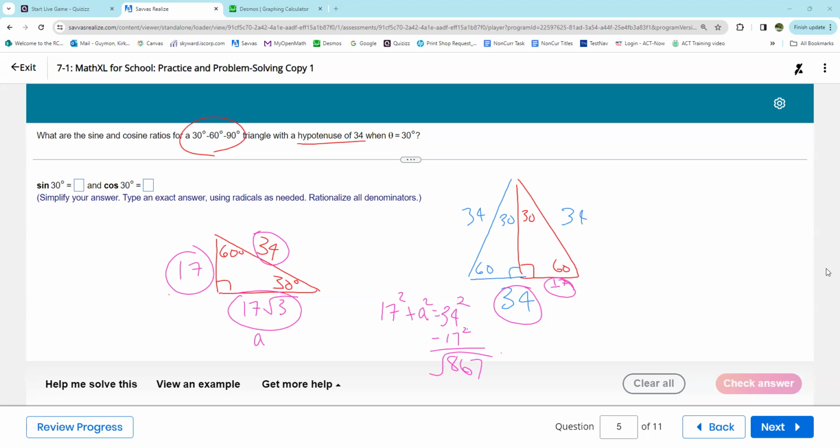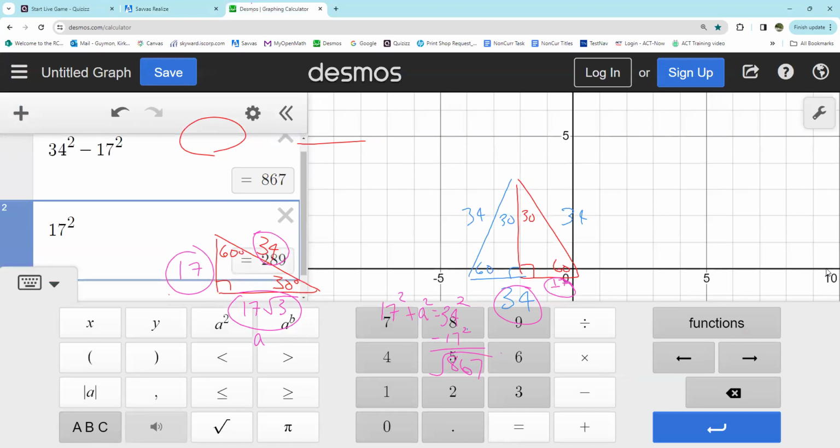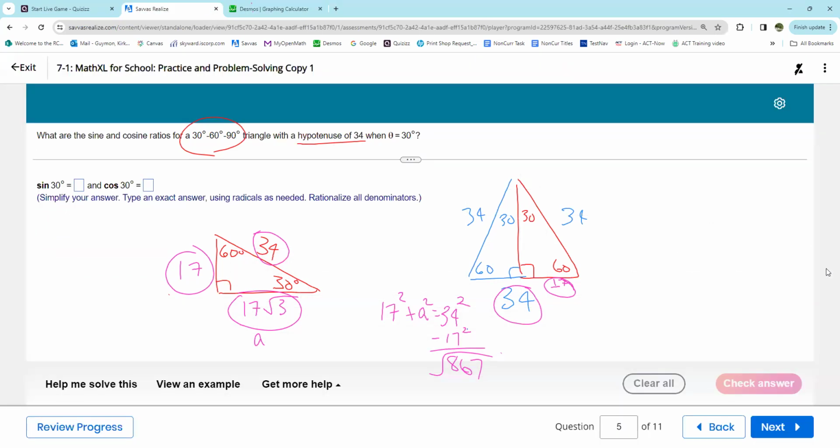And what we'll see is 17 squared is 289, and then times 3. And so that's 17 times the square root of 3. So that's where this came from, but it'll always work that way. On the 30, 60, 90, that one is times the square root of 3.